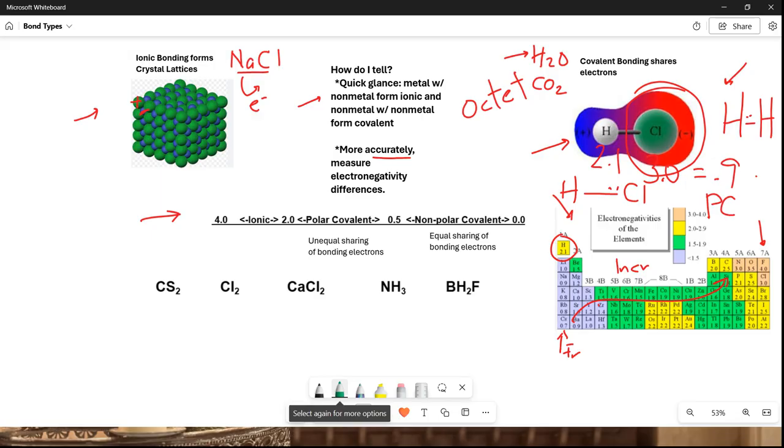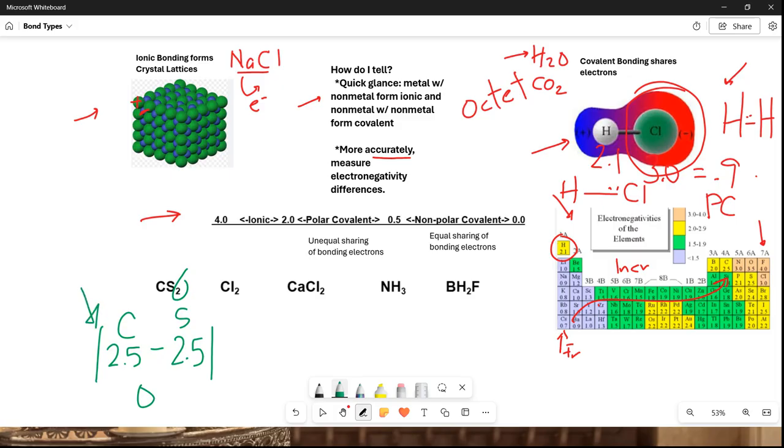So if I look at this, I'm going to have carbon bonded to sulfur. So carbon is going to have a value of 2.5. And sulfur happens to have a 2.5. Now, why am I not doubling it since there is a subscript of 2? Well, because I'm only looking at one bond, the bond between one carbon and one sulfur. And so when I measure the difference, it's 0, obviously. And this means absolute value, meaning that if I subtract the two numbers and they're negative, drop the negative. And so this is going to form a nonpolar covalent bond.